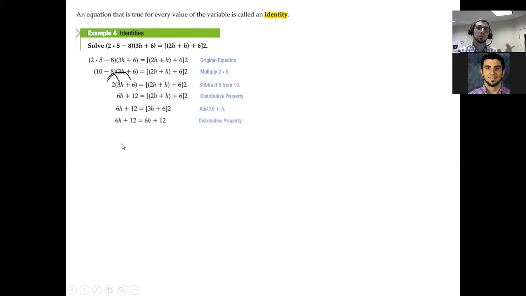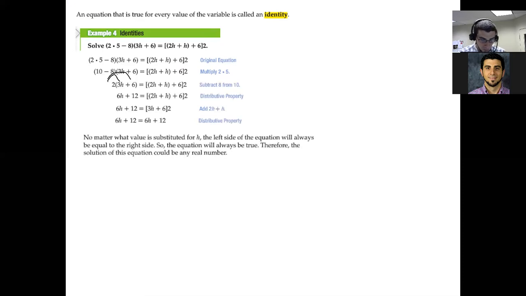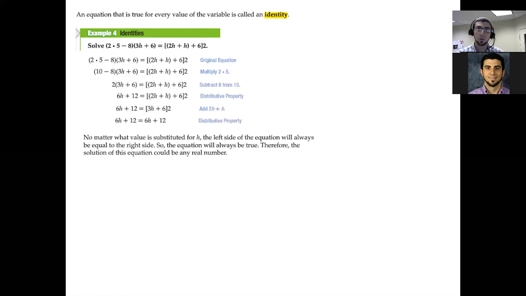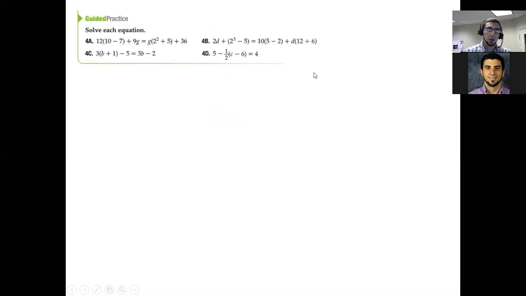Now notice you're multiplying a number times 6 and adding 12 on both sides. So no matter what you put in for the number in this case, you're doing the same thing to it. So you're going to end up with the same answer on both sides regardless of what value you put in for h. So the equation will always be true, and then your answer is going to be any real number. Right? Because you can plug in any real number and it will work. That's an identity.